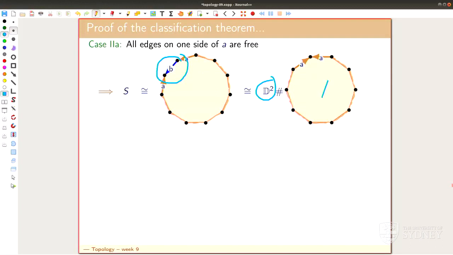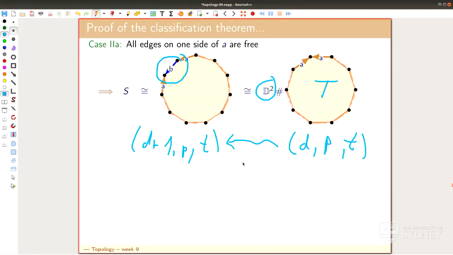So here's T. Now it's a disk. Now this is D, P, and T. So this will be D plus 1, P, and T. Right? So you just removed one disk. So in the unoriented case, it's a bit easier. You just remove a projective plane. And in this case, we just have a few more cases. But it's essentially the same idea. You find the smaller piece, you remove it from the decomposition, and you argue inductively.